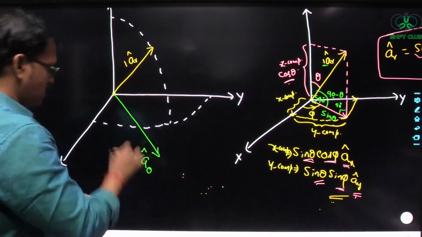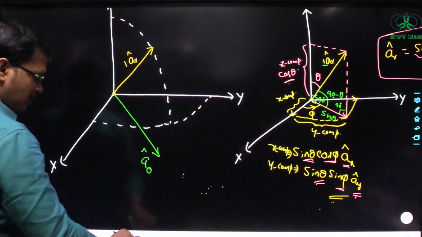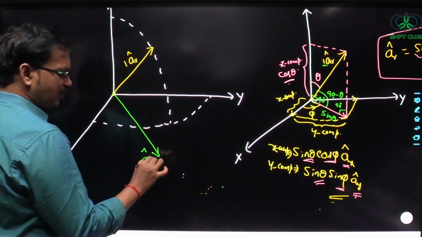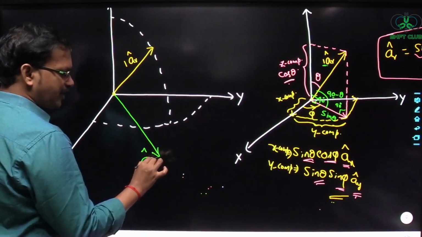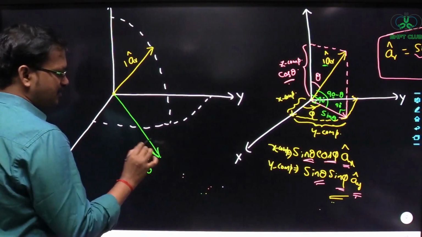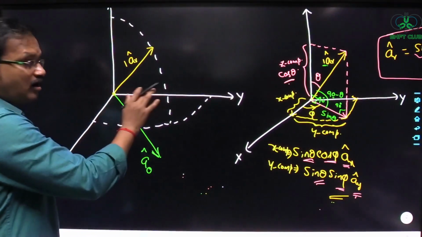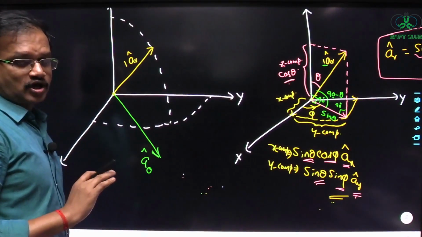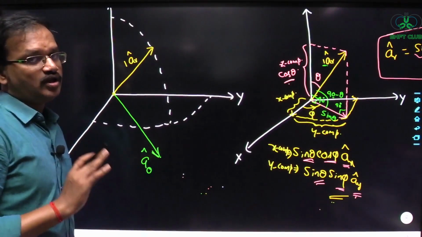Okay. So a theta cap is lying like this. Now see here, now I can drop a normal from the head of a theta cap. This theta cap is neither along x nor along y nor along z, so it is going to have all the three components. So we are trying to determine all its three components here.